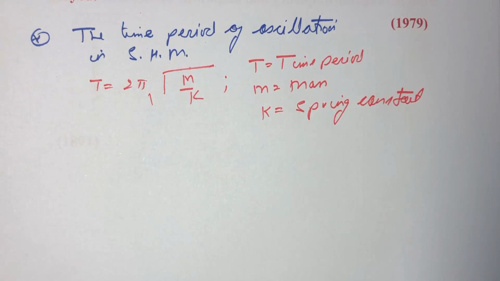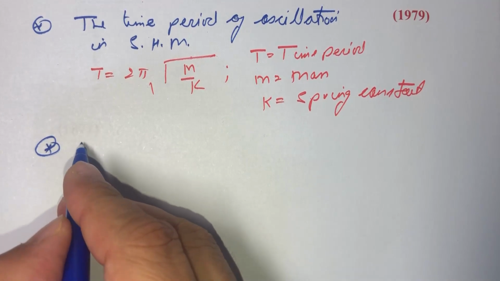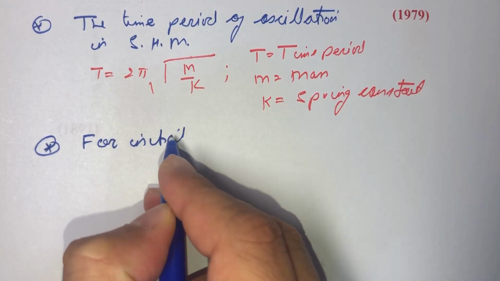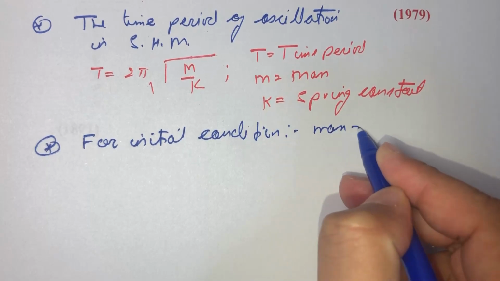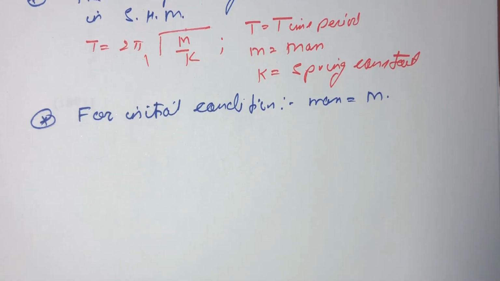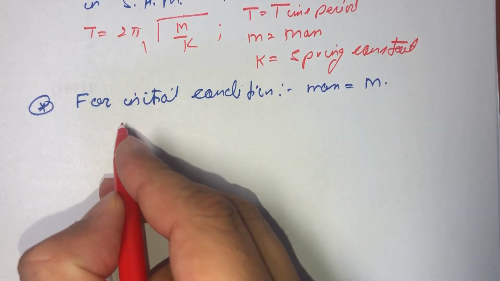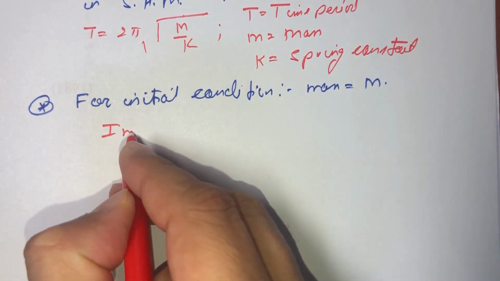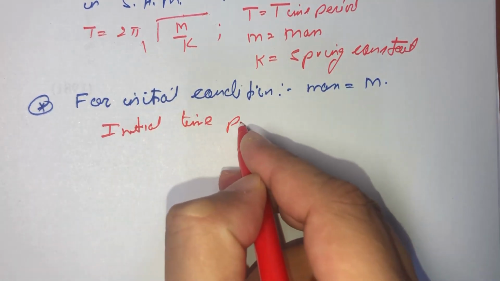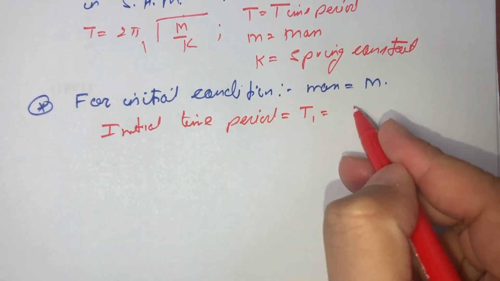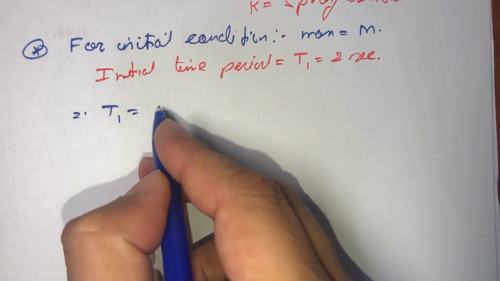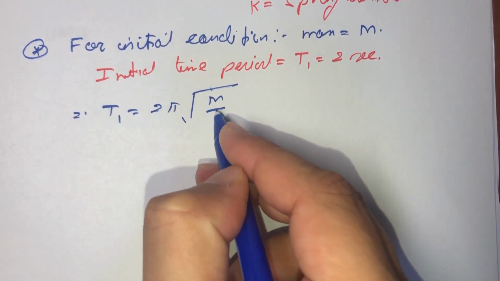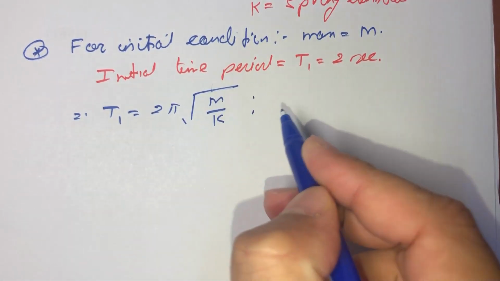So we have two conditions now. Let us call the case when the mass is m the initial condition. So for the initial condition, we have mass equal to capital M, and the initial time period, which we assume to be t1, is given as 2 seconds. Therefore, we can write that t1 is equal to 2 pi square root of M upon k, where this capital M is our initial mass.